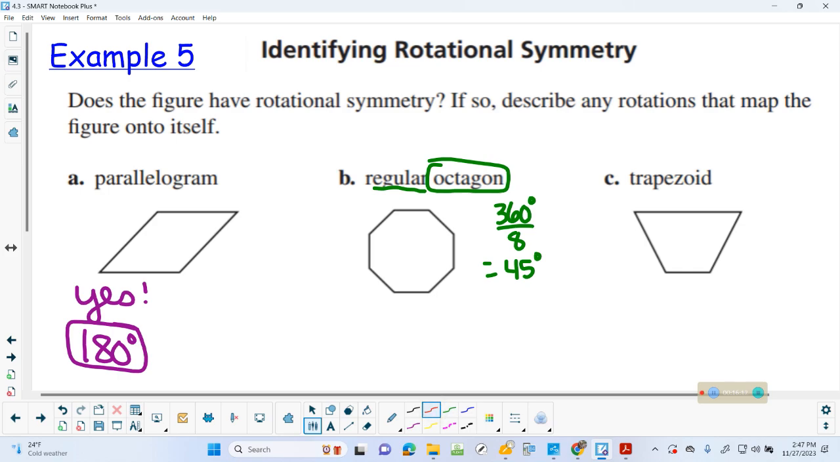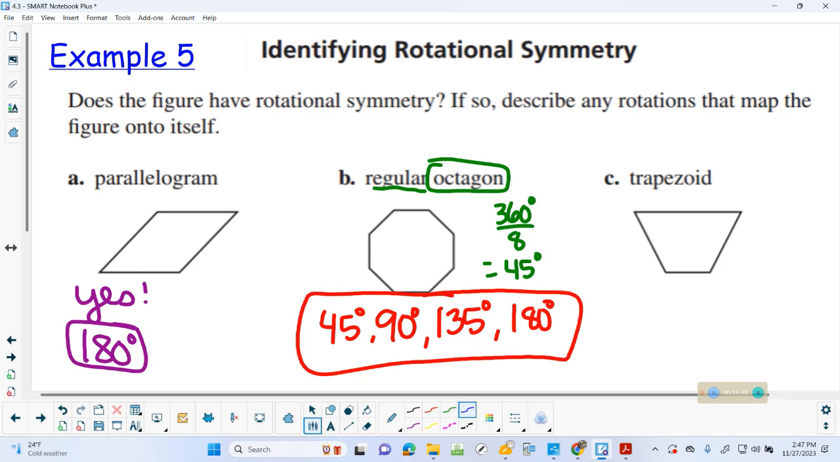Now I have to list out all those angles. So 45 obviously. I'm going to add another 45. I'm going to add another 45. I'm going to add another 45. And now I'm going to stop because we only have to go up to 180.